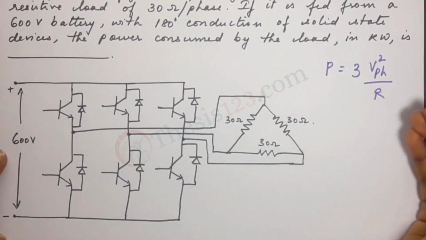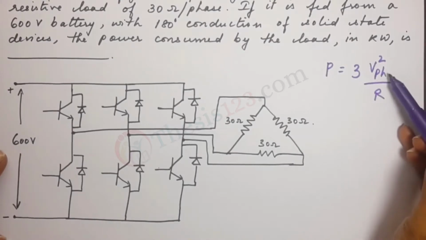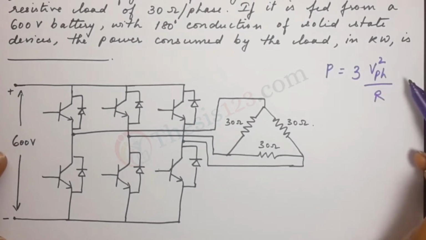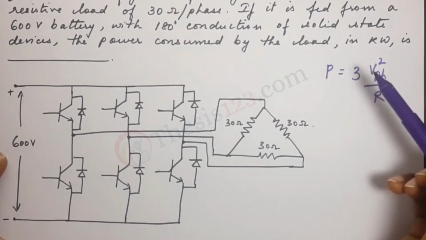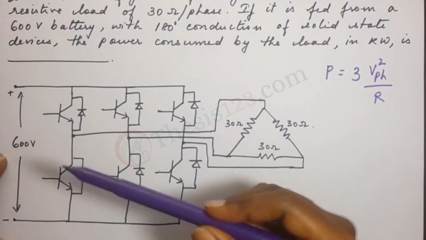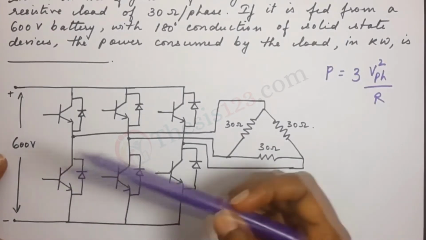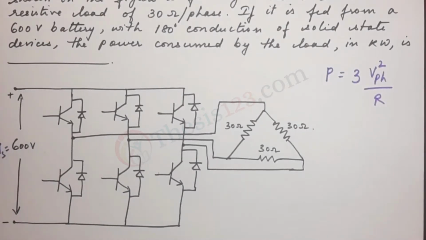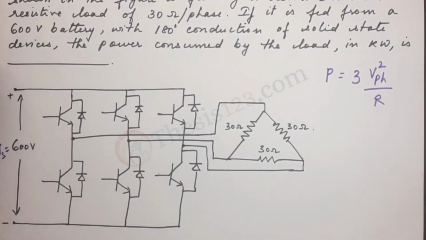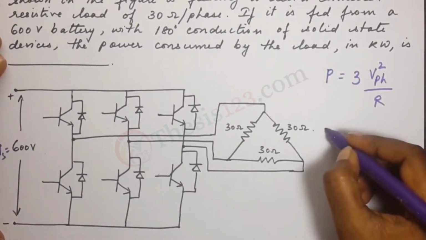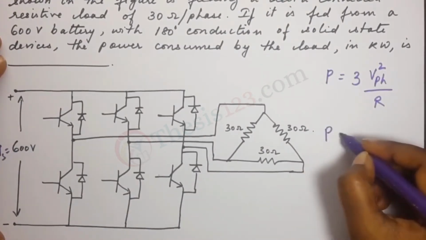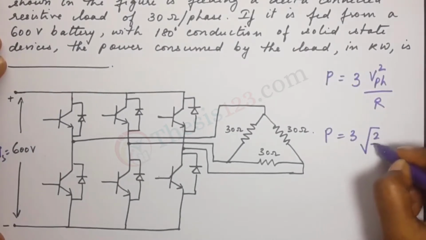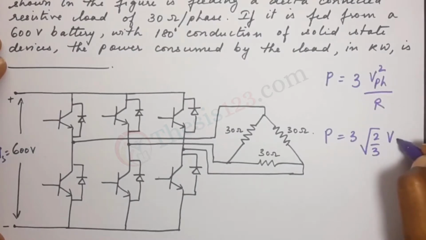If we are to solve this further, we can write the phase voltage in terms of the source voltage. Now the source is given to us as 600 volts. So this is Vs. In order to write it in terms of the source, we have P is equal to 3 into root 2 by 3 Vs.